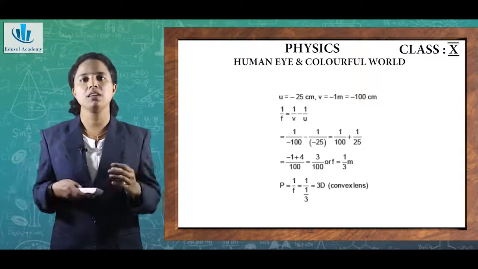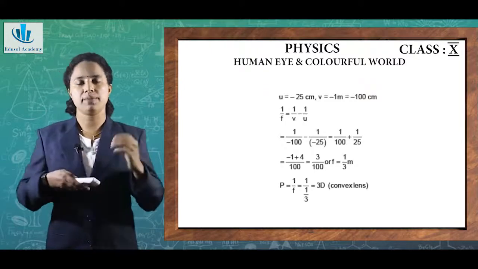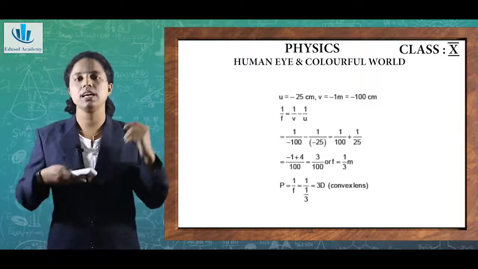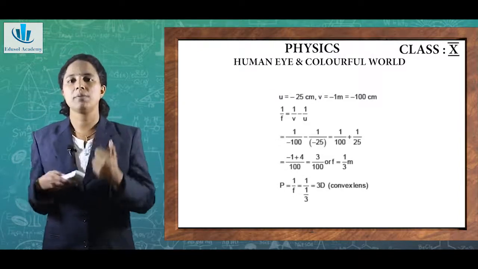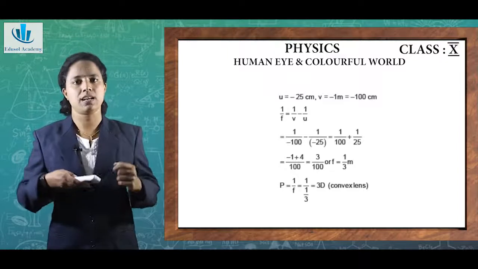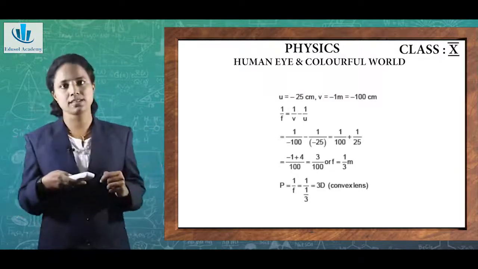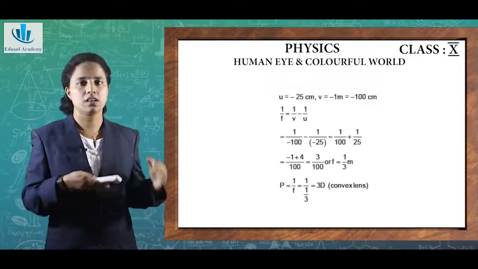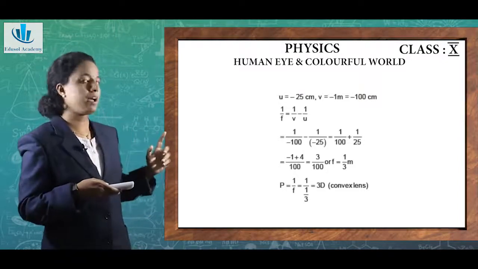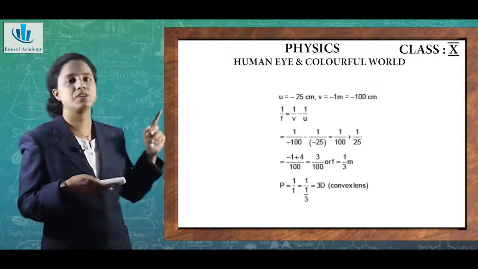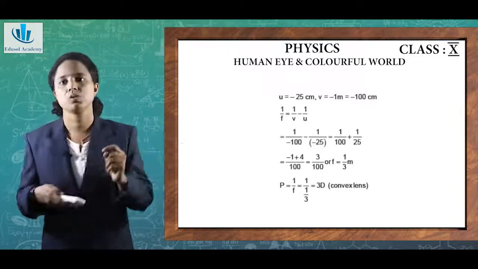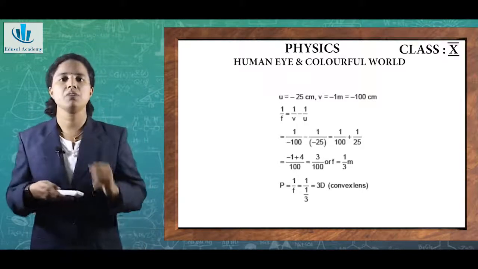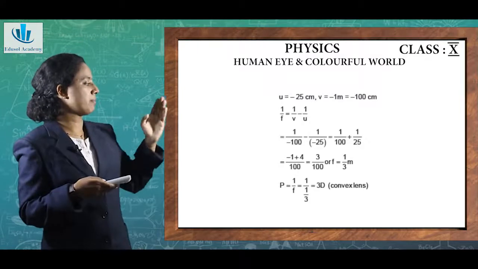We have already found what u and v are. So, u is given and v is also given. So, when we substitute in the following equation, we can get 1 by f by solving it mathematically. So, for v we substitute minus 100 and for u we substitute minus 25. So, the next step will be 1 by f equals 1 by minus 100 minus 1 by minus 25. So, minus and minus becomes plus and you get 1 by f equals 1 by minus 100 plus 1 by 25.